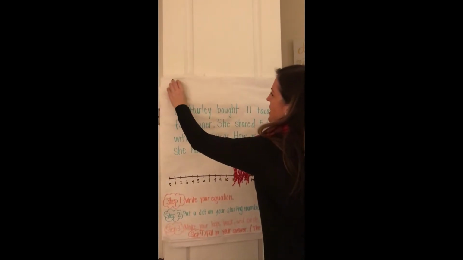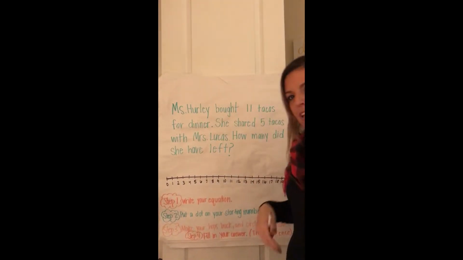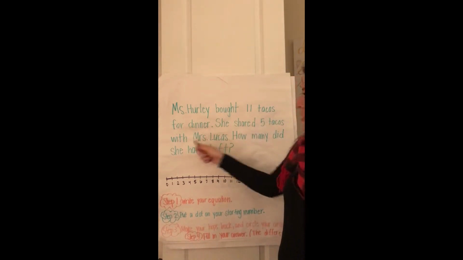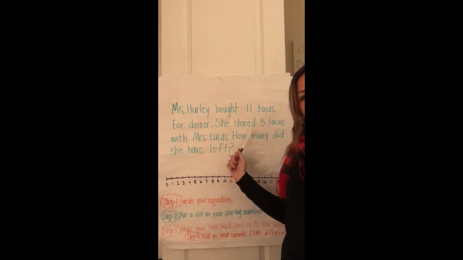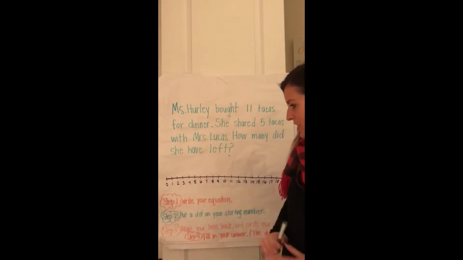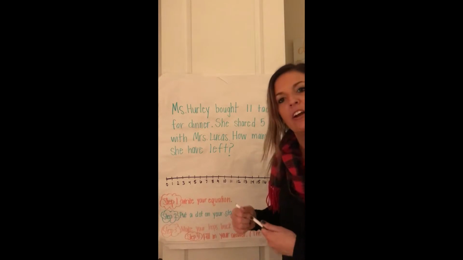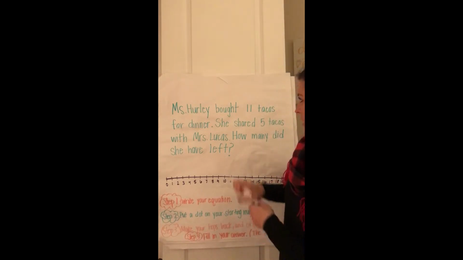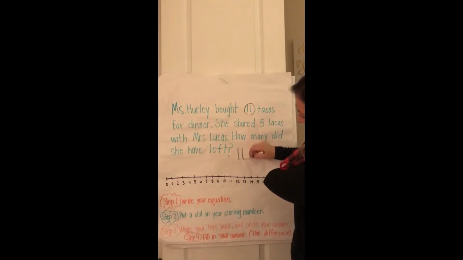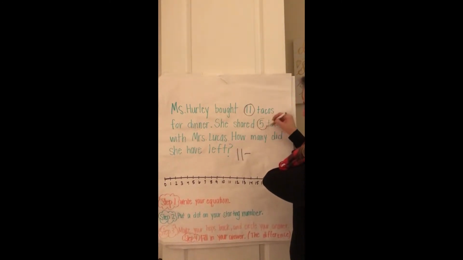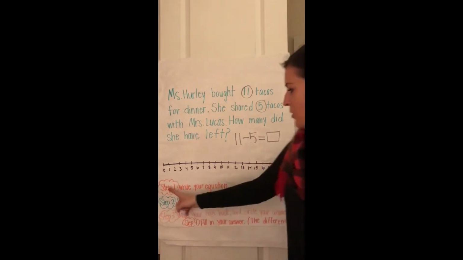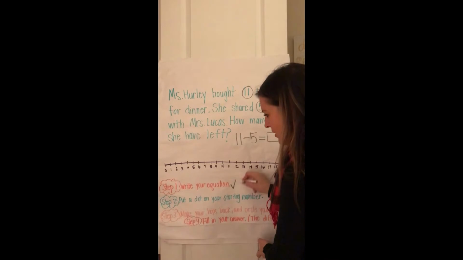Now we will take a look at a word problem and solve it together using our number line. Ms. Hurley bought 11 tacos for dinner. She shared 5 tacos with Mrs. Lucas. How many did she have left? Step 1, we write our equation. I know that I started with 11 tacos, and I'm taking away 5, so 11 minus 5 equals box.